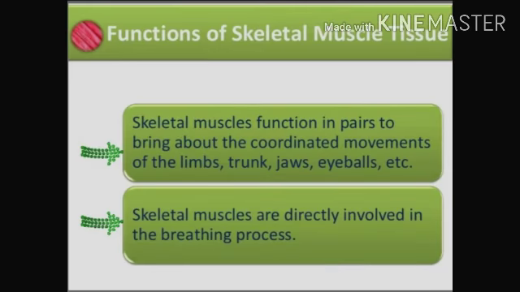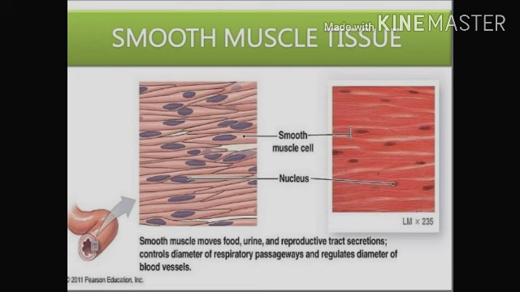Now the functions of skeletal muscular tissue. Skeletal muscles function in pairs so that they can bring about coordinated movement of the limbs, trunk, jaws, eyeballs, etc. Skeletal muscles are directly involved in the breathing process. Okay. Second is smooth muscle fiber.